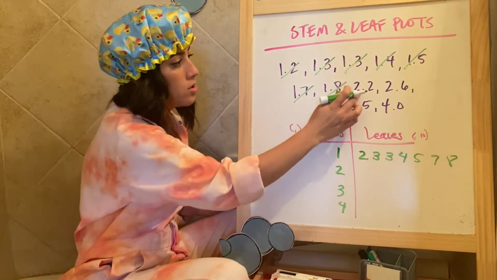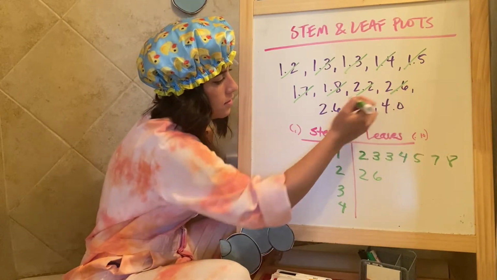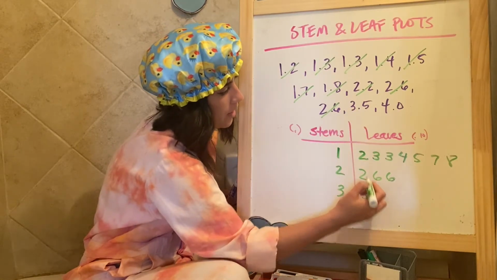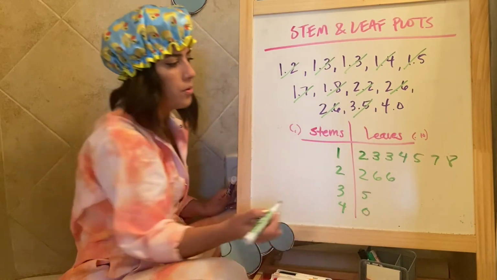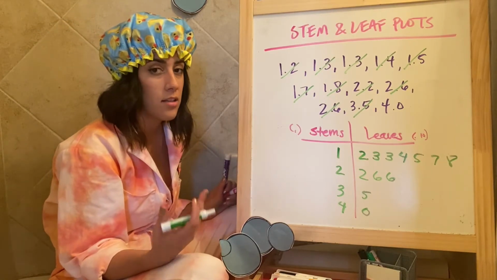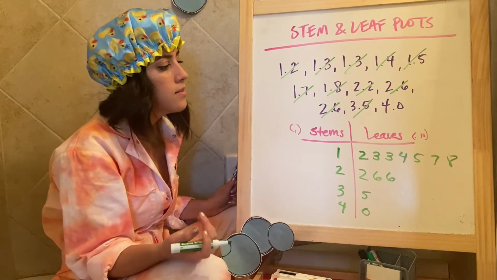That's it. 2.2, 2.6, 2.6, 3.5, and 4.0. So now I've created my stem and leaves plot based on the decimals just as easily as we did for the tens and ones.